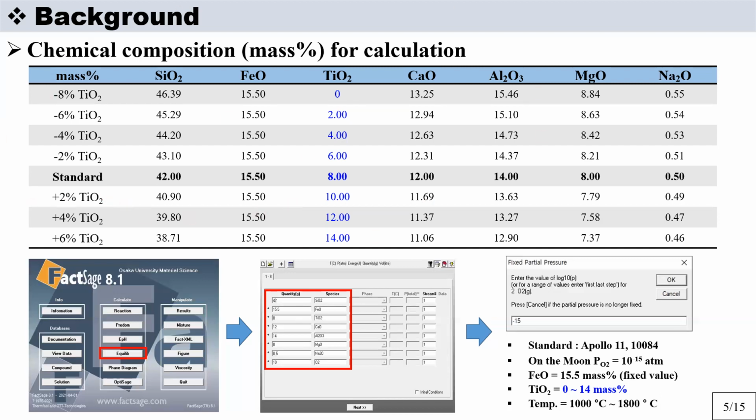This table shows the calculation conditions. We selected this composition as the standard composition on the basis of the information obtained from Apollo 11 data. And based on the standard composition, FeO was fixed at 15.5 mass%, and TiO2 was changed by every plus 2% and every minus 2%. The rest of the components changed at the same ratio with the change in the amount of TiO2. And we calculated it using FactSage under these conditions.